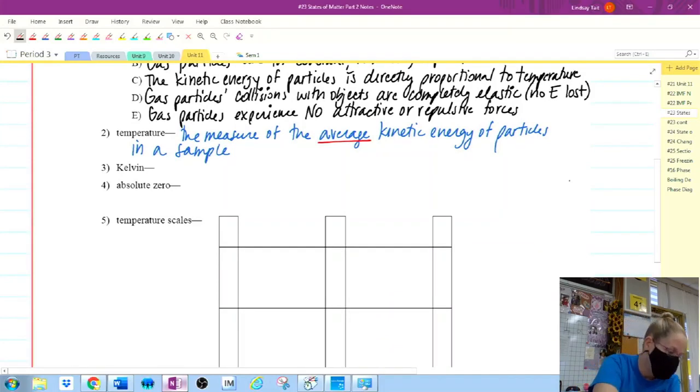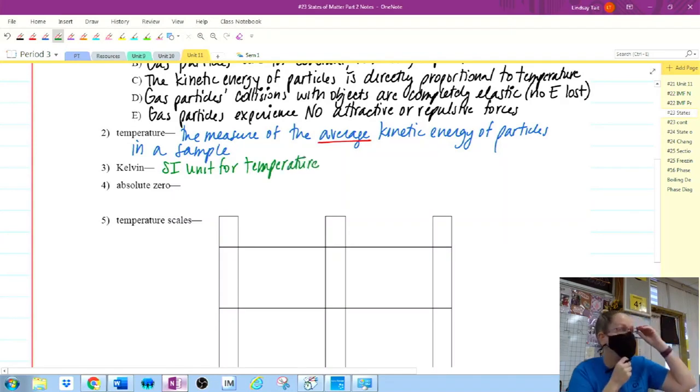Temperature, average kinetic energy. The Kelvin scale is the SI unit for temperature. And there will be times we have to put our temperatures into Kelvin in order to do calculations. But I will agree with you, Celsius thermometers, that's still the standard, right? If we need to measure temperature in the lab, we're getting out a Celsius thermometer and doing that. But Kelvin is the official SI base unit. Part of that is how the Kelvin scale was developed.